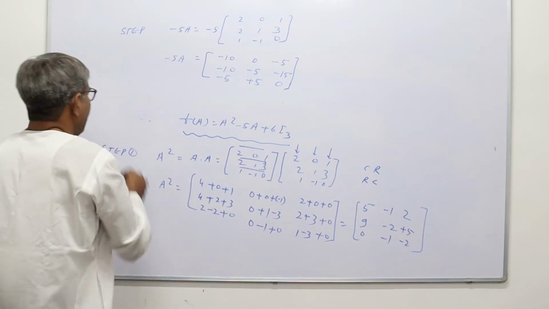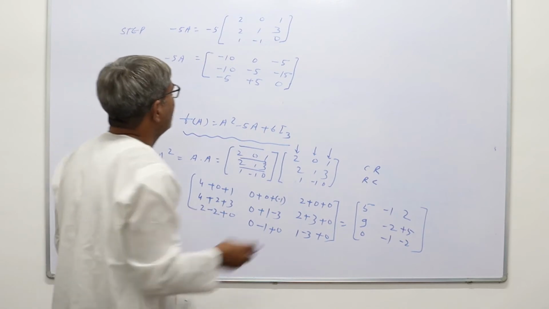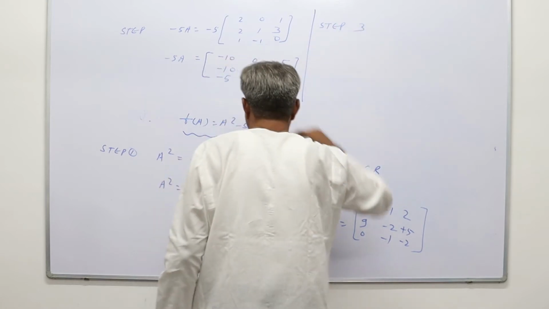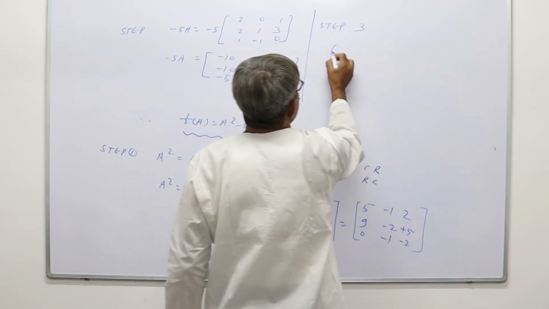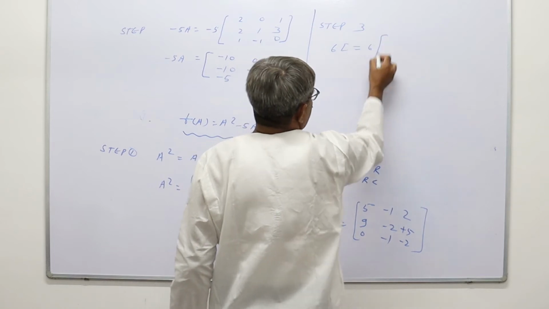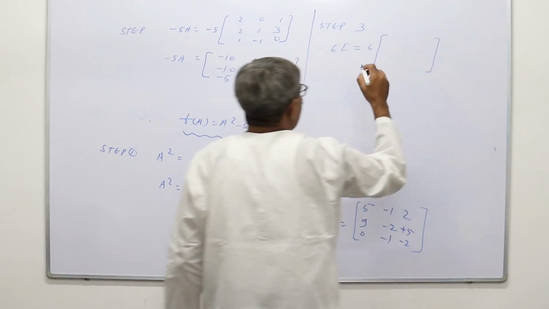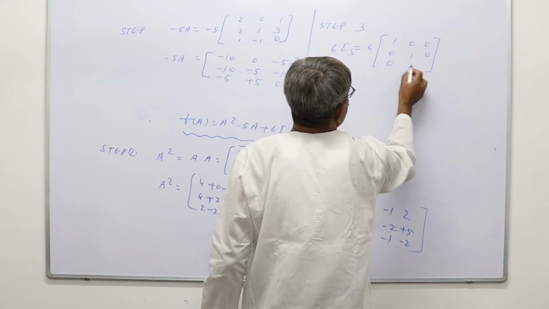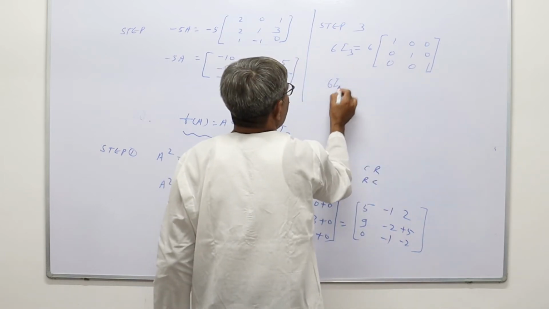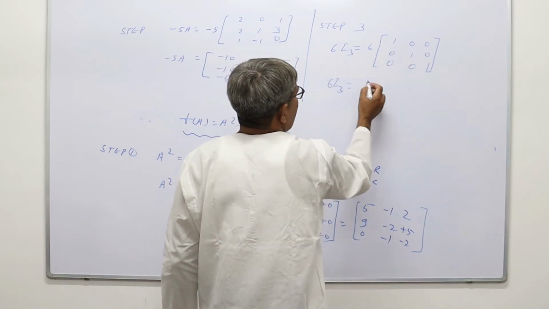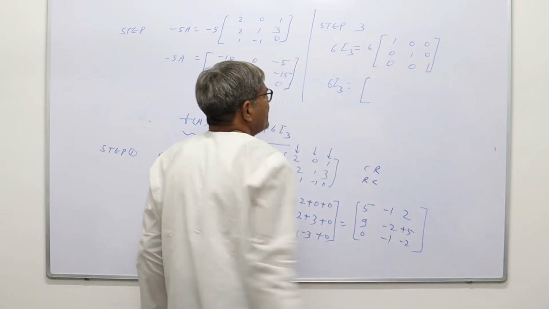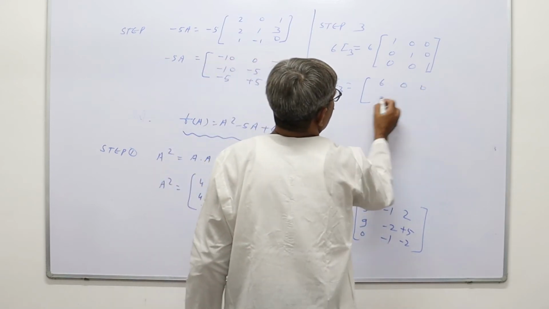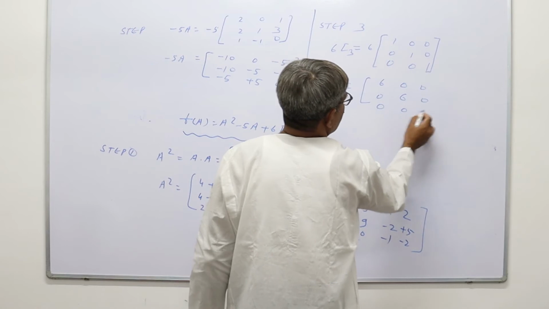In step third, we will find 6I. So 6I means 6 will be multiplied with the identity matrix of order 3. So I3 will be 1 0 0, 0 1 0, then 0 0 1. So 6I3 will be equal to, now multiply 6 with every element. So the principal diagonal elements will be 6, otherwise 0. So 6 0 0, 0 6 0 and 0 0 6.